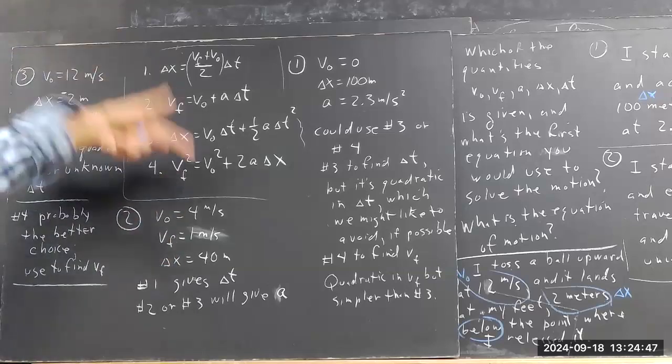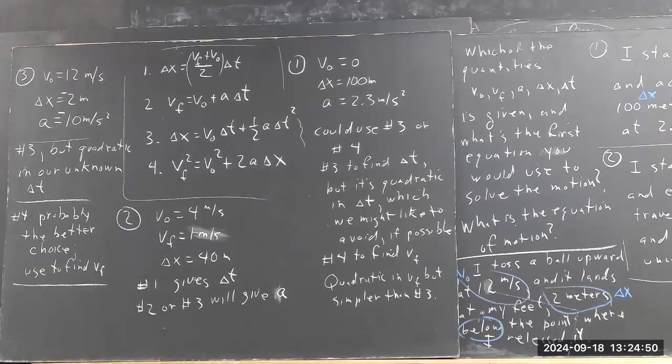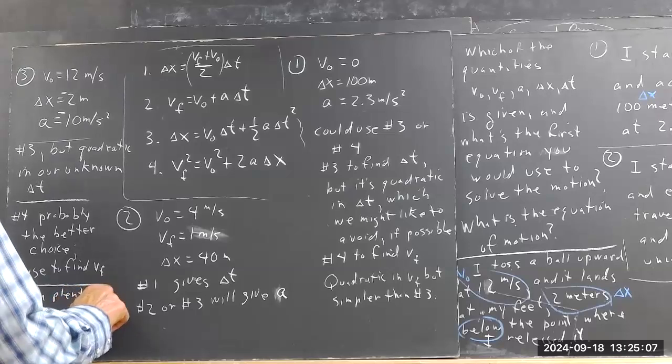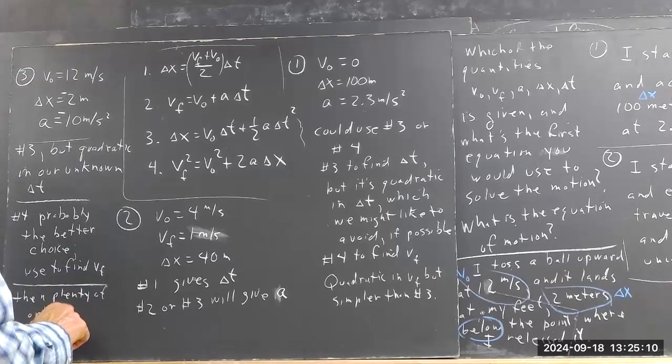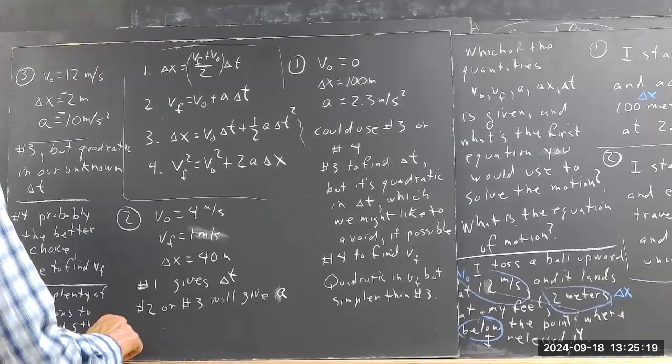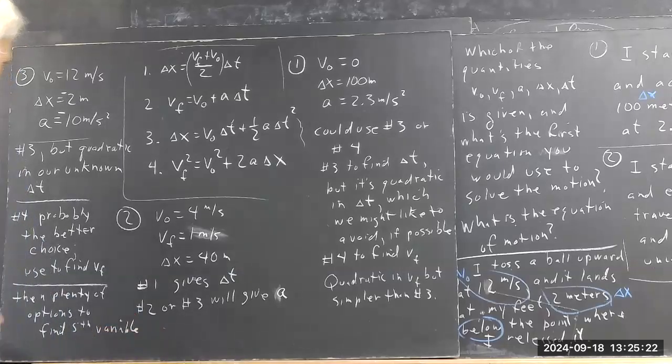Whichever one of these you know, you've got a wealth of equations. Any of the other equations, you probably get at least two. Then you've got plenty of options to find that fifth variable. You've got four of them.